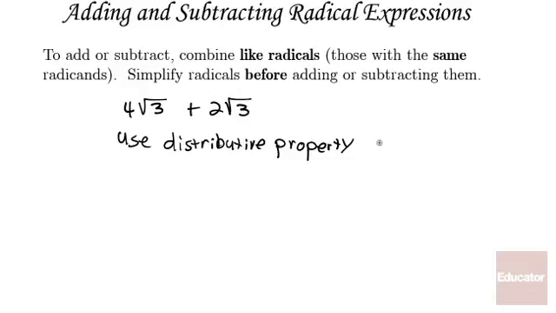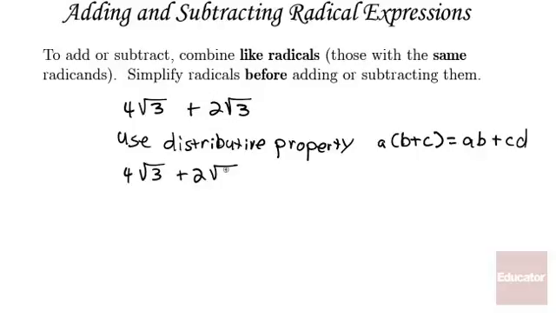The next thing I'm going to use to add is the distributive property. Recall that the distributive property says that a times (b plus c) equals ab plus ac. Here, when I'm adding these, I'm actually going from right to left and factoring out this common factor to give me (4 plus 2) times the square root of 3, which equals 6 square root 3.